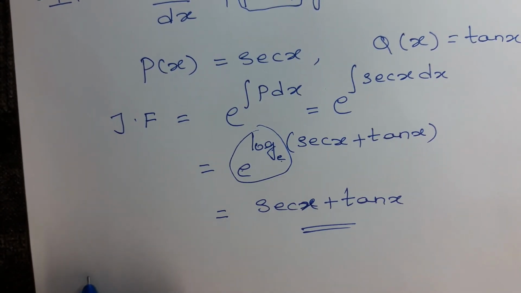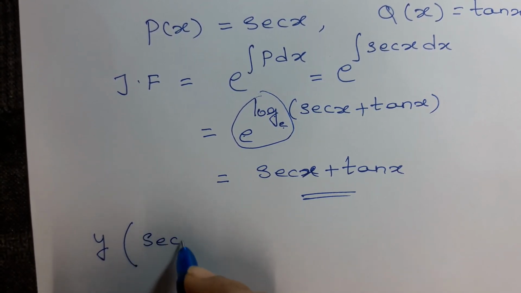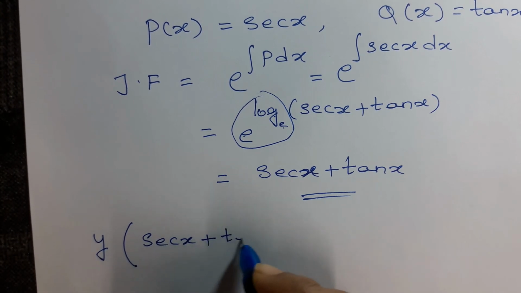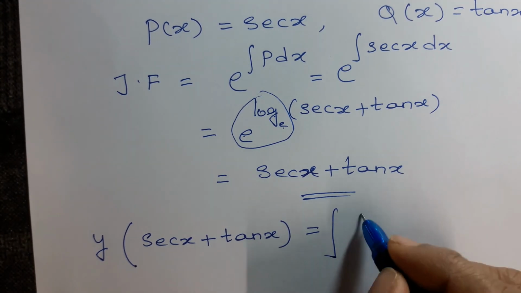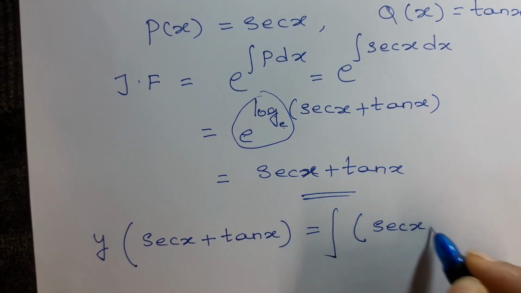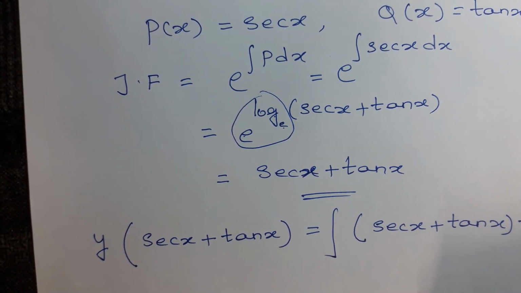Now I will write down the general solution. The general solution will be y into integrating factor. What is the integrating factor? Secant x plus tan x. This is equal to integral of, again, the integrating factor, that is secant x plus tan x, into q of x. What is the value of q of x? It is tan x dx plus the constant of integration. This is the general solution for this differential equation.